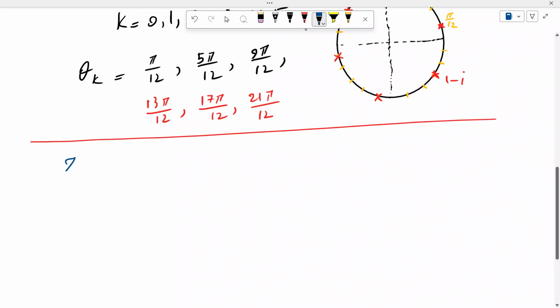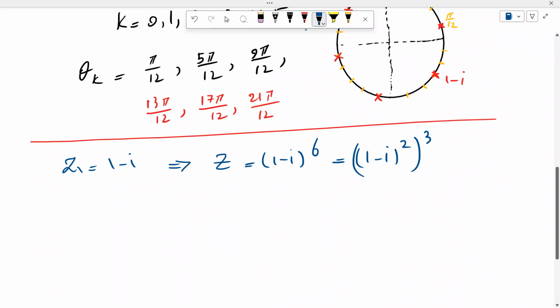But if it says that z1 is 1 minus i, and we know that this is one of the 6 roots of z, then z is (1 minus i) to the 6th power. If I simplify, I can write (1 minus i) squared and then to the 3rd power. (1 minus i) squared is 1 minus 2i plus i squared, which is another minus 1, cubed. Minus 1 and 1 cancel out. We have (minus 2i) cubed, which is minus 8 i cubed. i cubed is i times i squared, and we know that i squared is minus 1, so this is plus 8i, the same 8i that we had.